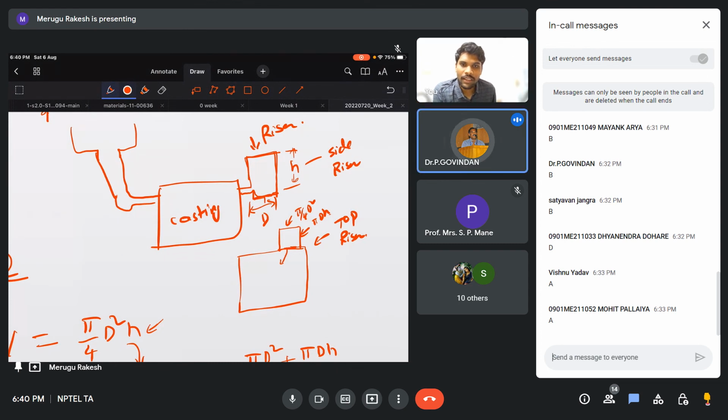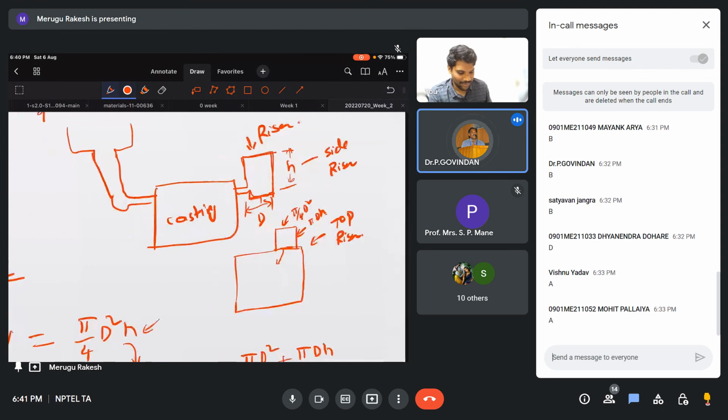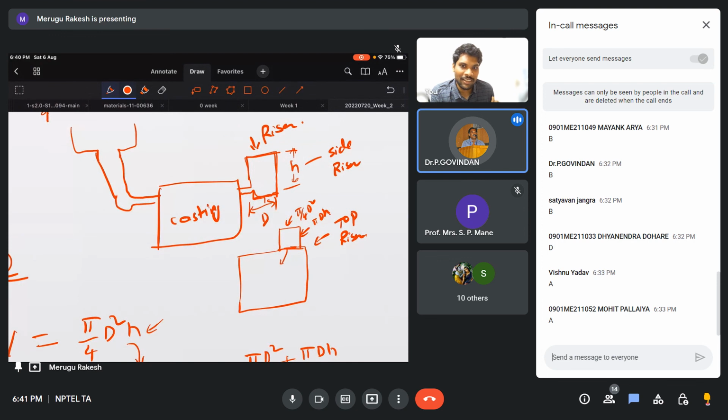Yeah, any... side riser. So you feel side riser is best? Can I ask why? The area is higher than the top riser. We don't want more area. If the area is more, there will be more heat transfer, so it will solidify faster. No. V by A should be high and A should be less. Correct. V by area ratio should be high for a riser, so that means area should be less. So that means the top riser is good. Correct answer, thanks.